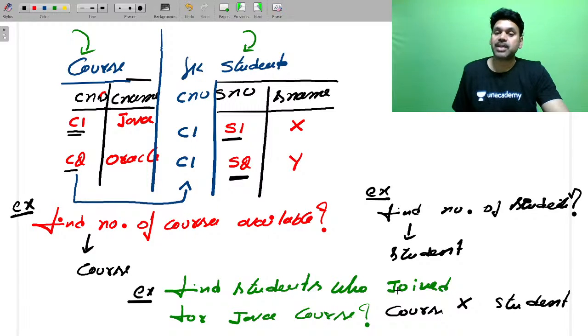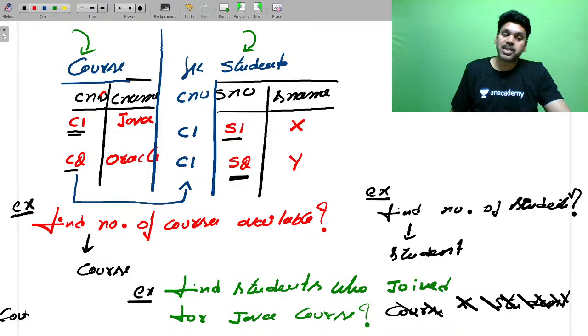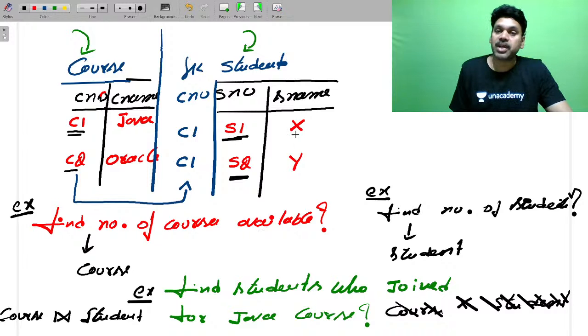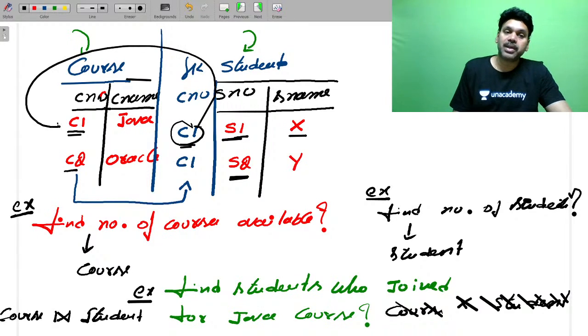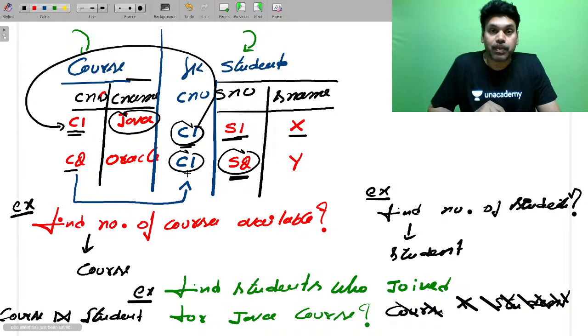Now I got the exact answer. Instead of joining them redundantly, I am trying to use a natural join. Now instead of a cross, the course will join with the student, and finally you get complete information: student 1 X joined for C1, the C1 will map here, and you will understand that it is Java. And student number 2 joined for C1, and C1 will map and you will see Java. So this is the help of what? Join. Why are we going to do join? To share the data in a non-redundant manner. That's why there is a requirement of a join, especially in a database management system.